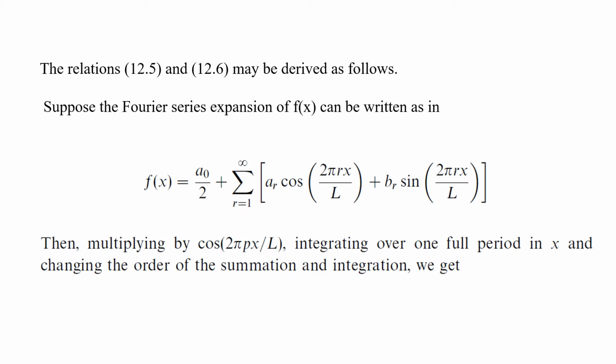Let us derive the relations 12.5 and 12.6, or let us derive your Fourier coefficients AR and BR. Suppose that the Fourier series expansion of f of x can be written as in this one here. So let's start from your beginning function. Then we multiply this function by cosine 2 pi px over L, and then we integrate over one period in x, and changing the order of the summation and integration, we get the following expressions.